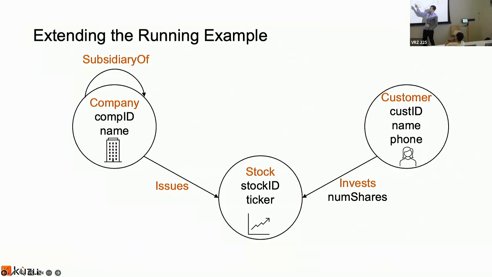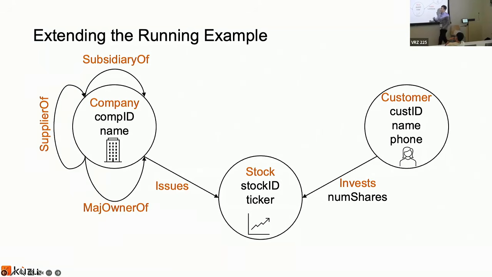So suppose between companies, you not only have the subsidiary of relationship, but you also have maybe a supplier of relationship and a majority owner of relationship. Okay, so companies can be majority owners of others, and companies could be suppliers of others. So you get these multiple different ways of connecting companies with each other.